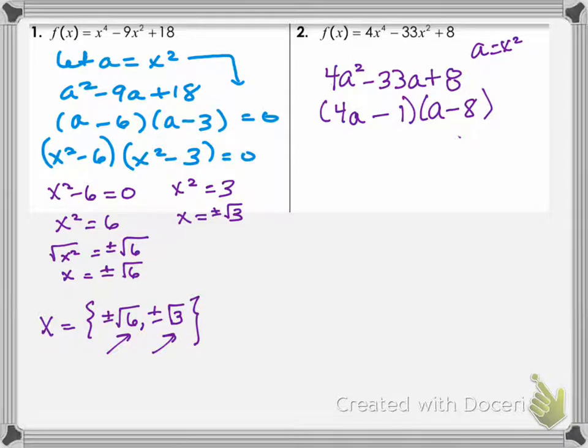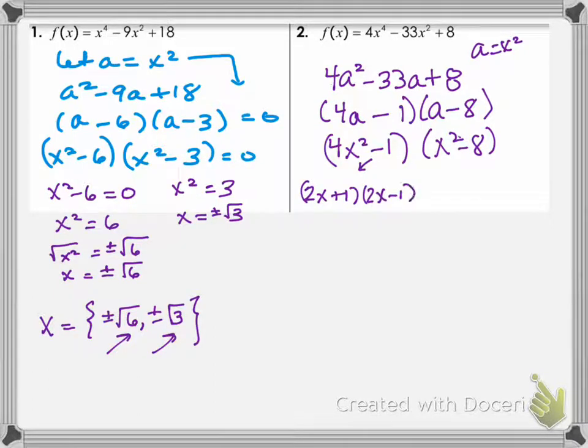So putting x squared back in, I get 4x squared minus 1, and x squared minus 8 is your other. And setting those equal, let's see. This one could be a difference of squares, right? This one is. So that's 2x plus 1, 2x minus 1, and this one is not. So we'll have to use square root properties.